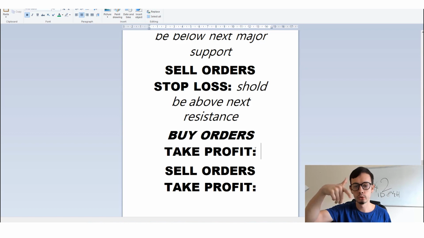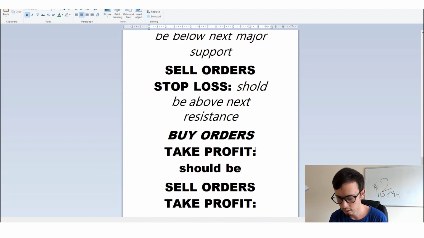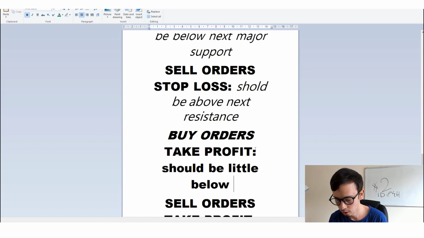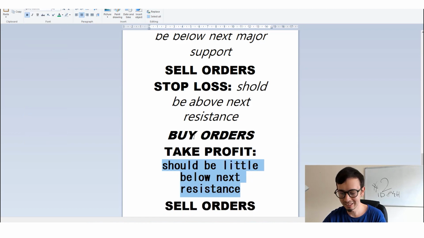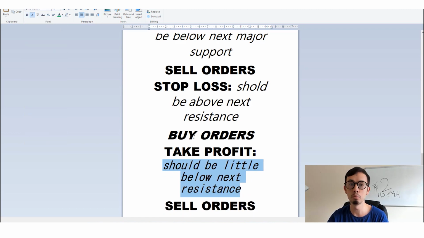So your take profit should be not at the resistance, because it's going to touch that and bounce back down. So it should be a little bit below the next resistance. And what do I mean by a little bit? Look at the hourly charts like I've shown you in other videos, okay?